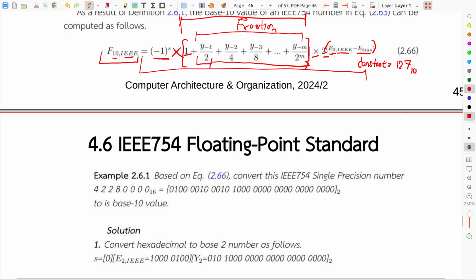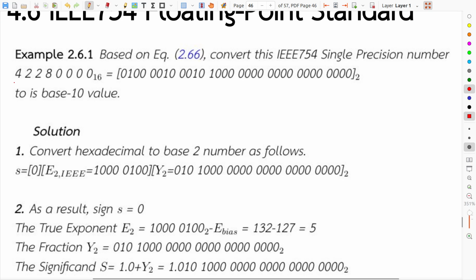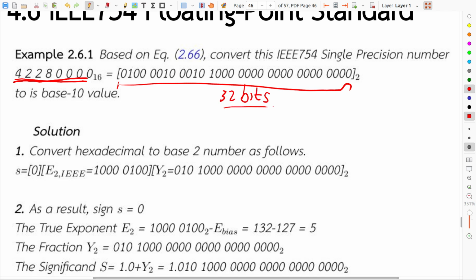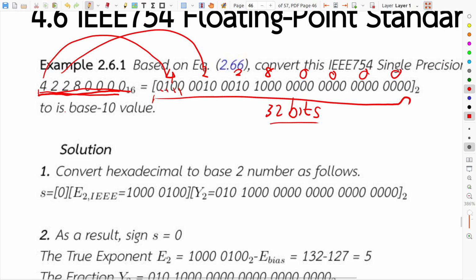In the next example, I would like to show you a base 16 number. We make it short: instead of 32 bits here, we compress it to 16 bits in base 16. So 4 is here, 0, 1, 0, 0, 2 is here, 2, 8, 0, 0, 0, 0. Convert this to base 10. So what should it be?